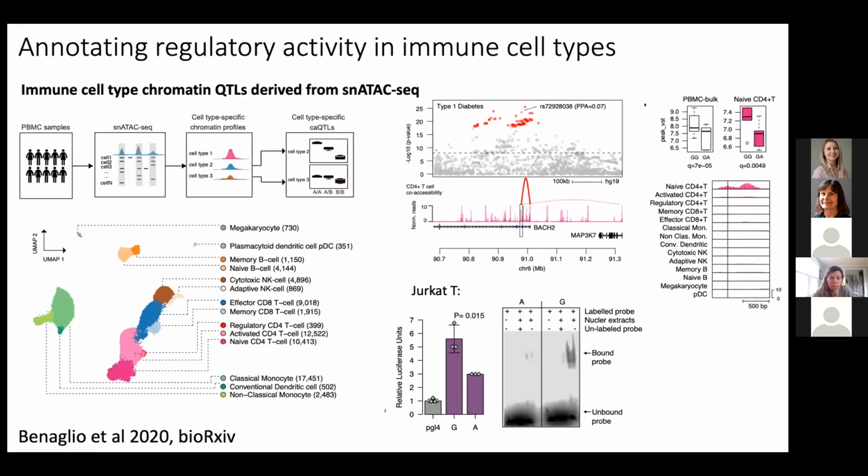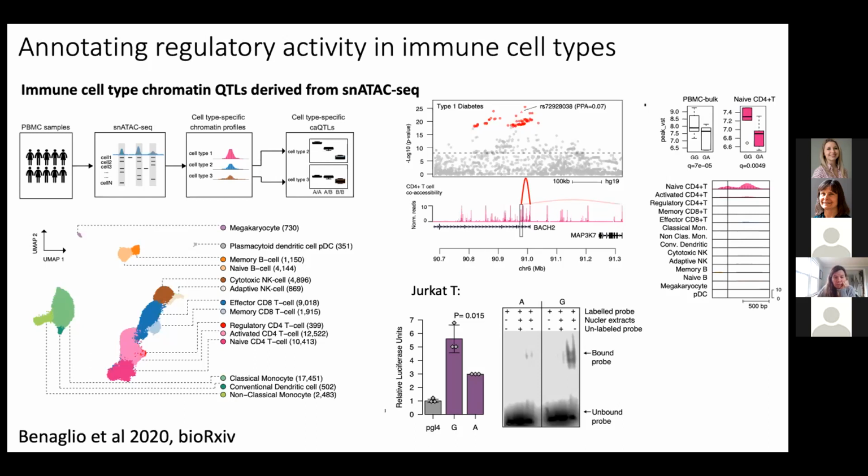Similarly, our group, in another paper that's recently on bioRxiv, is related, but instead of sorting out certain cell populations and then profiling those in bulk, we use single cell assays to profile PBMCs. We use that information to disentangle different cell types and subtypes, and then map chromatin QTLs within each of the cell types and subtypes. In doing that, we find thousands of QTLs for different immune cell subtypes, and then use that information to annotate risk loci for autoimmune disease, including type 1 diabetes.